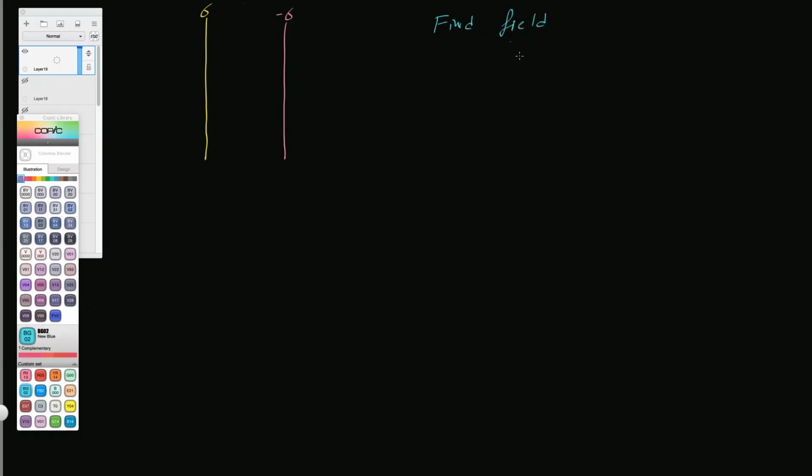Okay, so we want to find the field in three regions. One, to the left of both. Two, between them. And three, to the right of both.